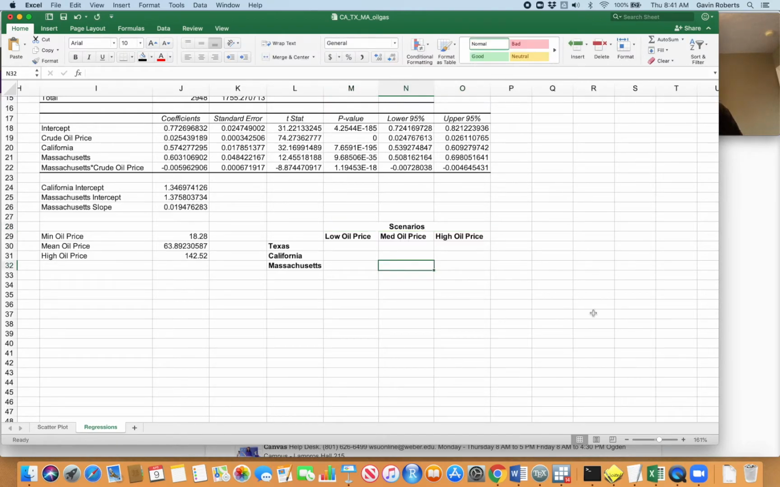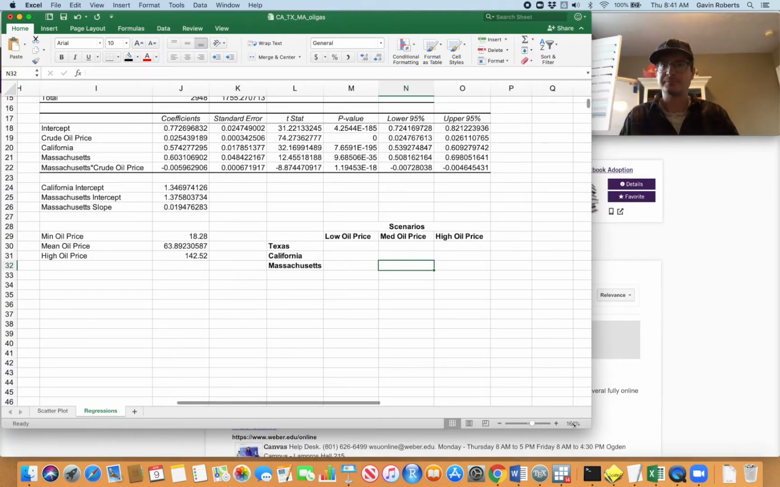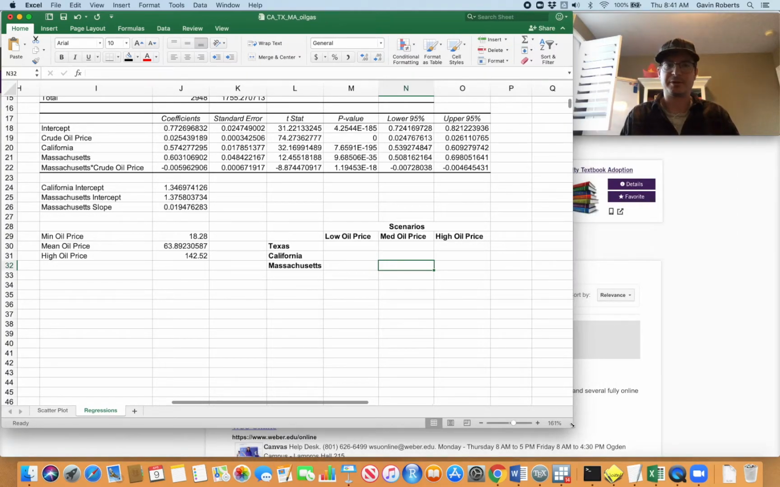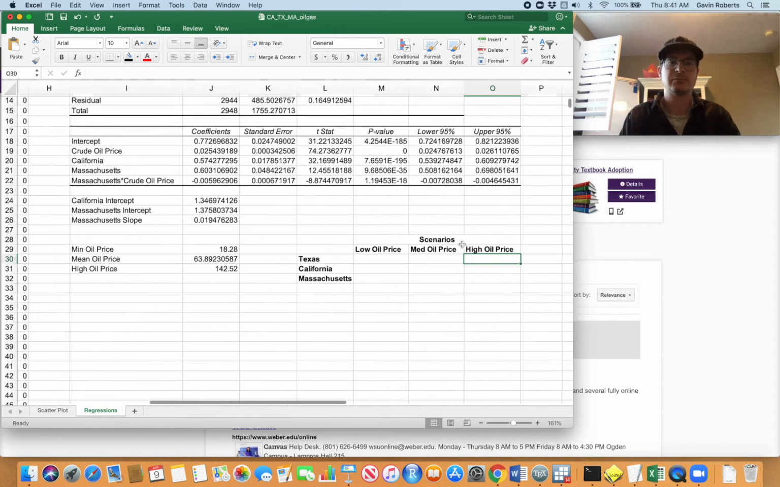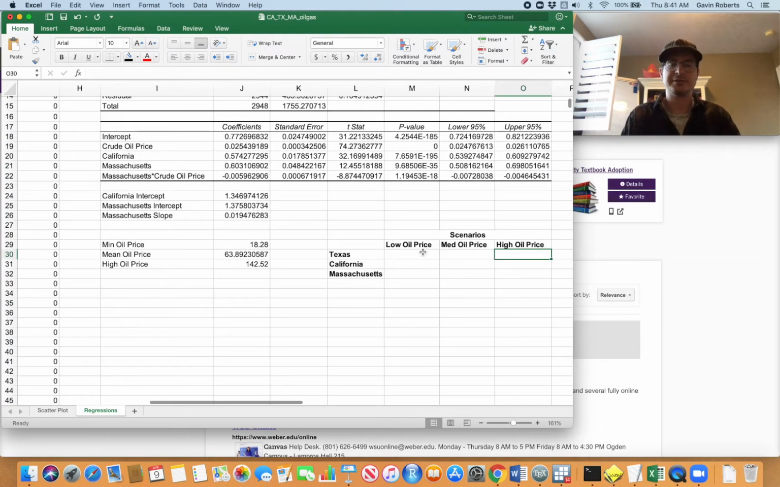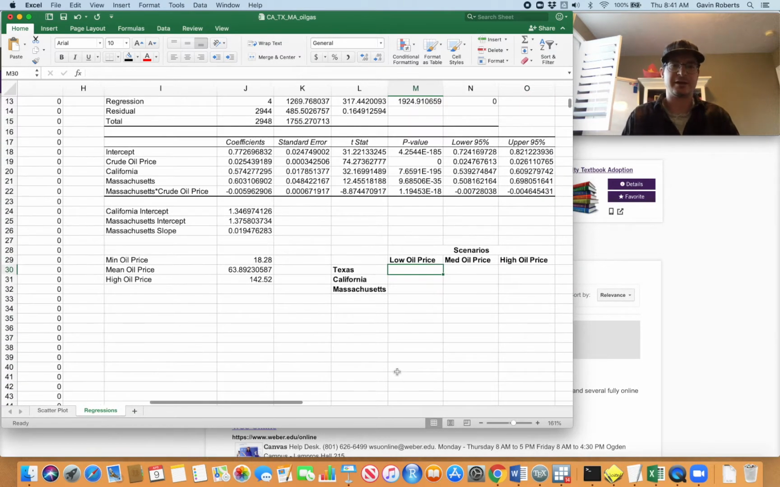Because my 3 different scenarios are defined by different oil prices, right? So I'm going to have a low oil price scenario, a medium oil price scenario, and a high oil price scenario. So let's go ahead, and for our low oil price scenario in Texas, I'm going to do equals.